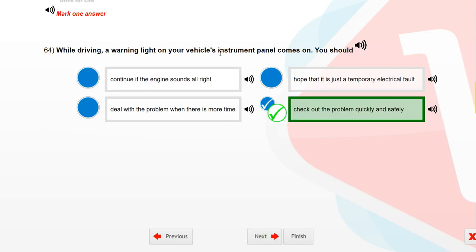When driving, a warning light on your vehicle's instrument panel comes on. You should check out the problem quickly and safely.